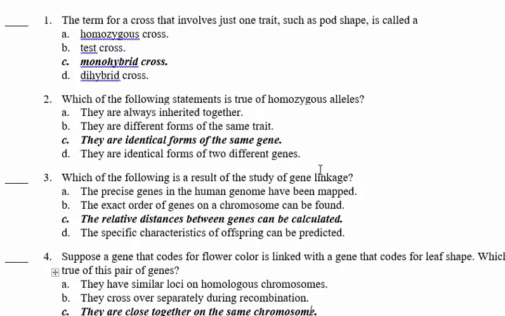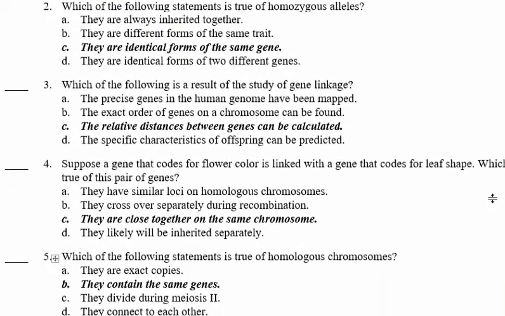So what is the result of a study of gene linkage, which means that we're studying how two genes are linked together, is that the relative distances between genes can be calculated. So if they discover, for example, that the gene for eye color is at the top and at the tip, and the gene for hair color is far away, this means that these genes can be separated during crossover.